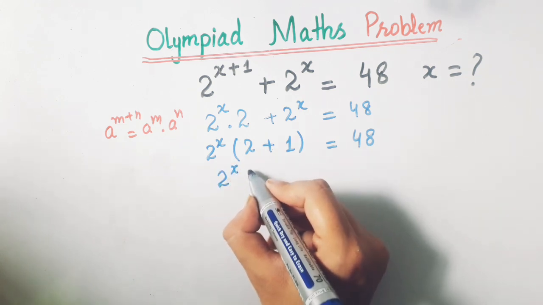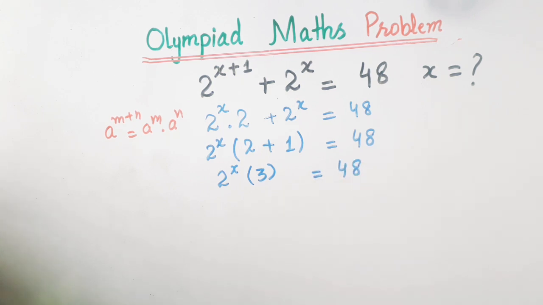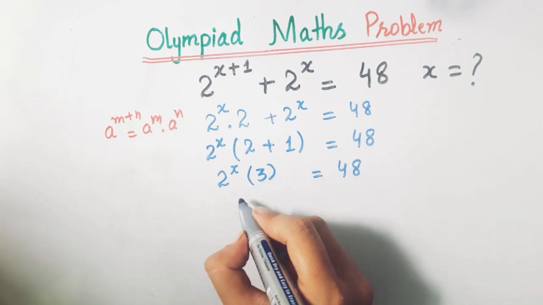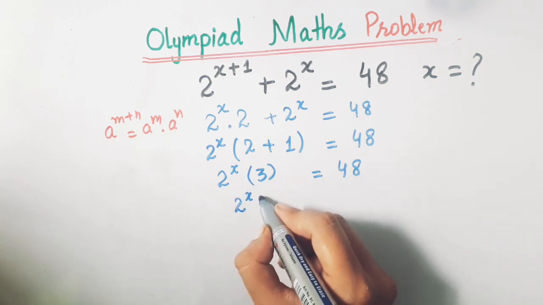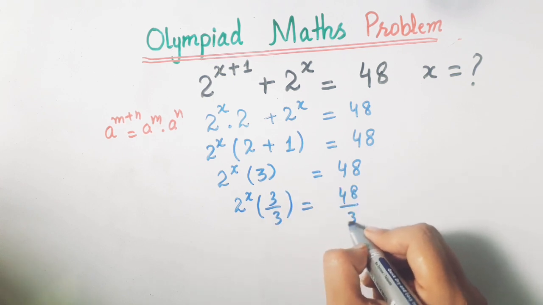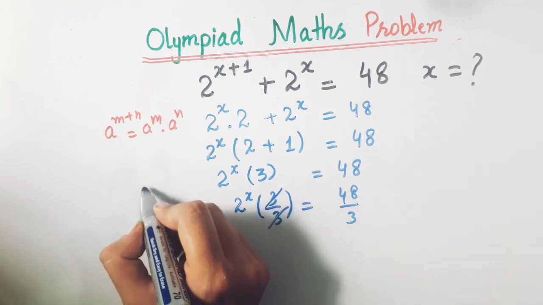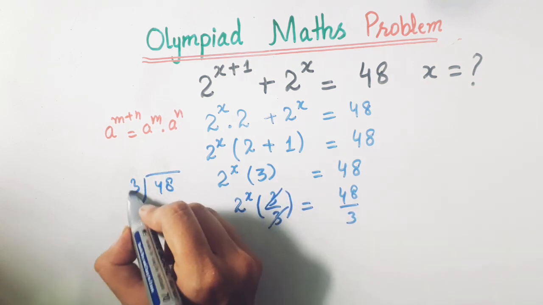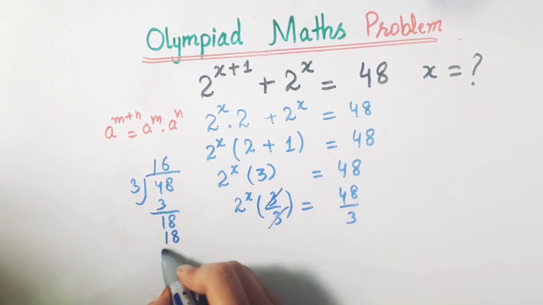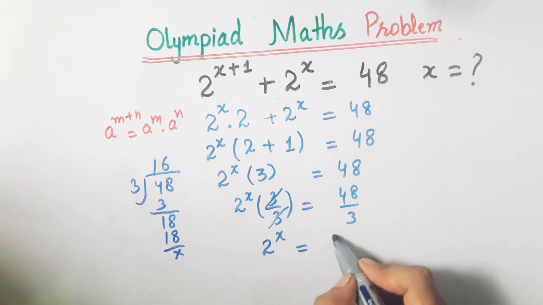Now 2 plus 1 is 3. 2 raised to power x into 3 equals 48. Now you can see 3 is multiplied here, so it will be divided. So you will write 2 raised to power x into 3 by 3 equals 48 by 3. Divide by 3 on both sides. So when 48 is divided by 3, 3 ones are 3 and 3 6s are 18. Now you can see 2 raised to power x equals 16.